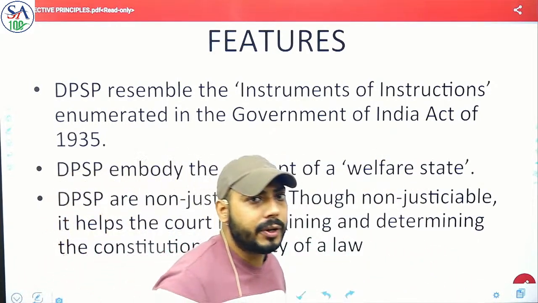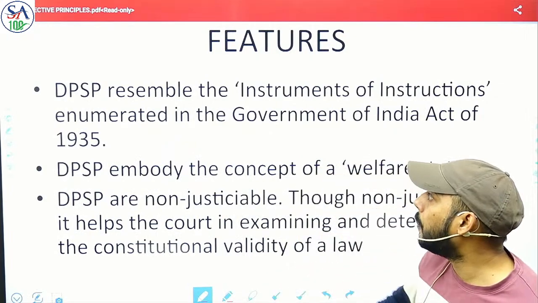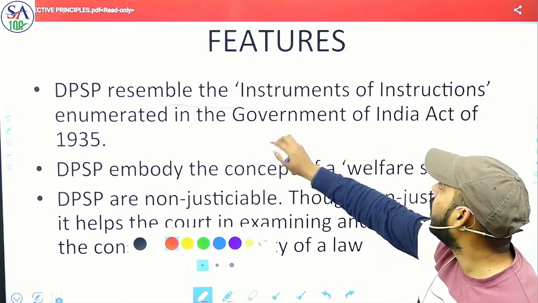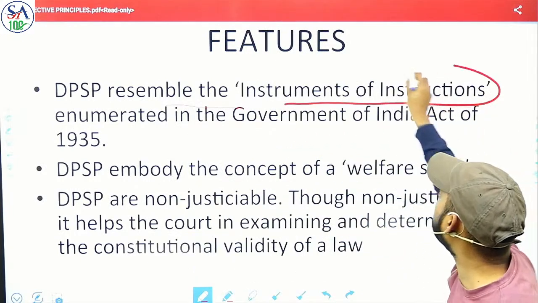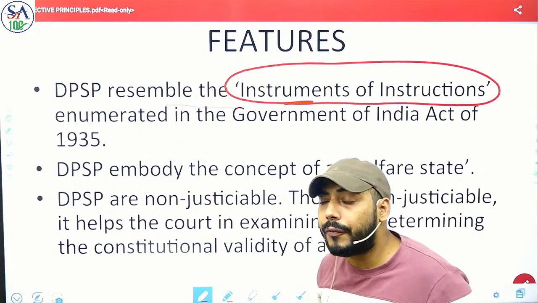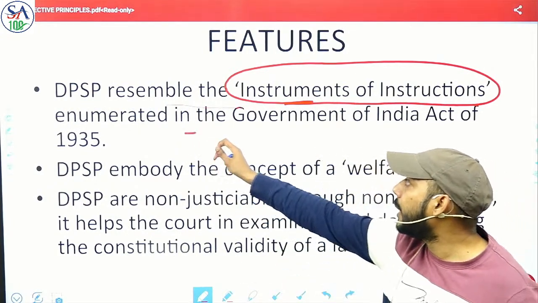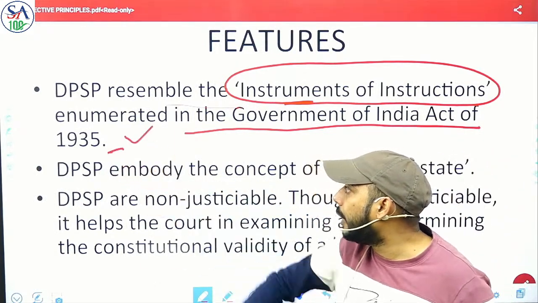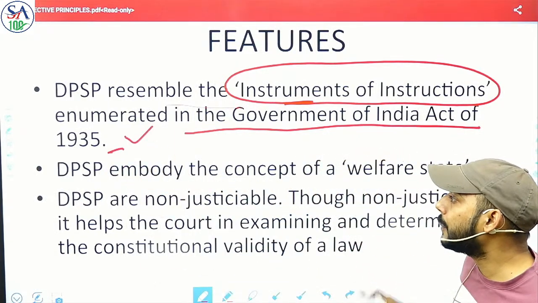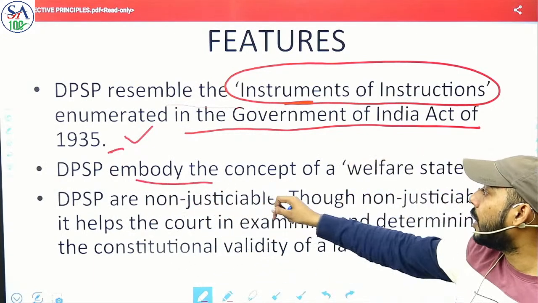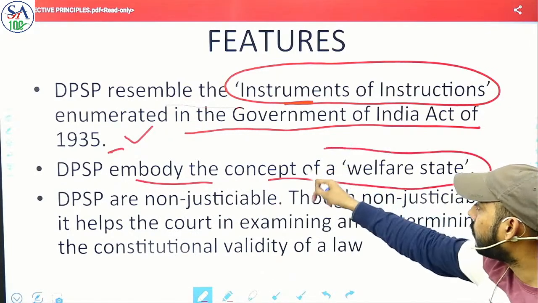Many of them we have discussed already. For example, DPSP resembles the instrument of instructions. What do they represent? The instrument of instructions enumerated in the Government of India Act 1935. Okay, this point is clear. DPSP embody the concept of welfare state.